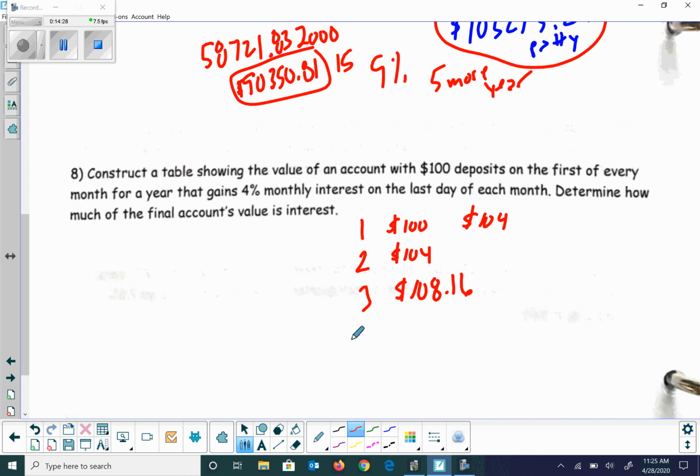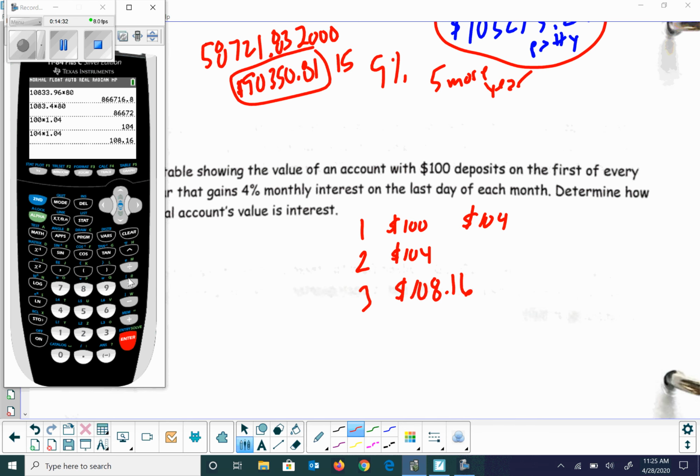And then if I keep going, 108.16 times 1.04. So that gives me 112.49.